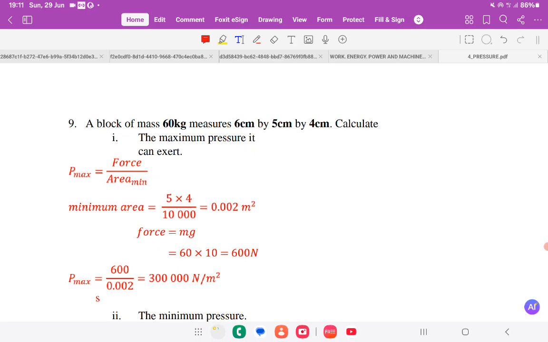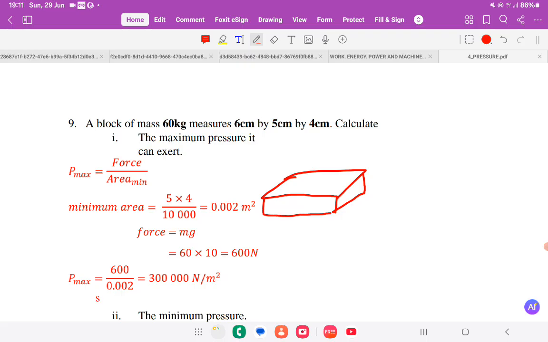Then we move on to number 9. We are told that a block of mass 60 kgs measures 6.6 by 5 by 4. Calculate the maximum pressure that it can exert. So maximum pressure is found by dividing force by minimum area. Once again, if you sketch this block, you must have something like this.